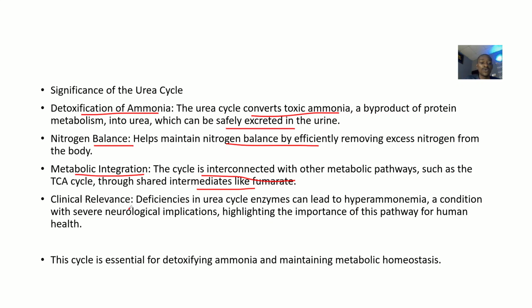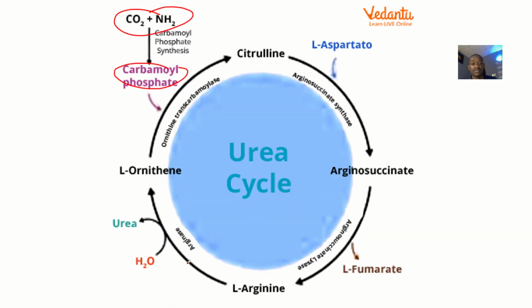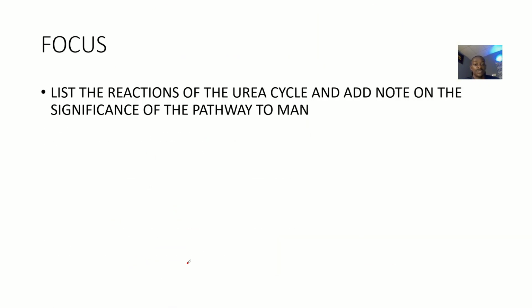What is the clinical relevance of this urea cycle? Deficiencies in urea cycle enzymes can lead to accumulation of the ammonia that is supposed to be broken down. That's hyperammonemia, a condition with severe neurological implications, highlighting the importance of this pathway for human health. The cycle overall is essential for detoxifying ammonia and maintaining metabolic homeostasis. So that's it for the reactions of the urea cycle and the significance of the urea cycle pathway to man.